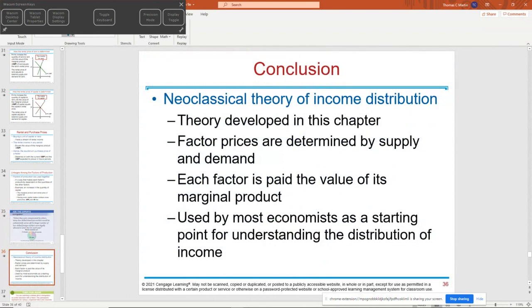Now, they get some of the conclusions. The neoclassical theory of income distribution, theory of determination of factor prices, etc. Now, we're going to look at wages and wage inequality and discrimination and everything else in the next couple of chapters. This isn't the last time we'll talk about wages.